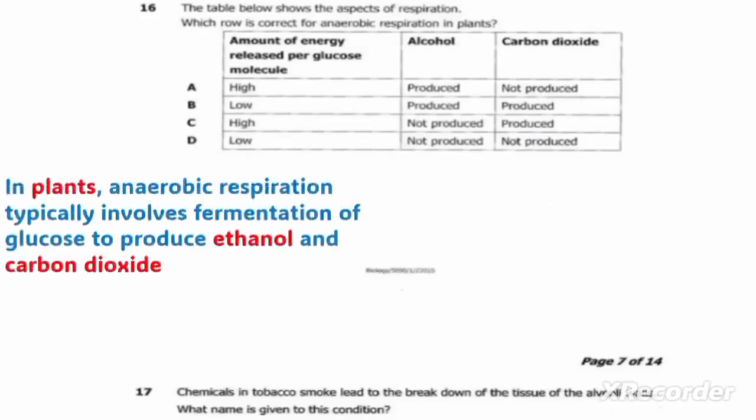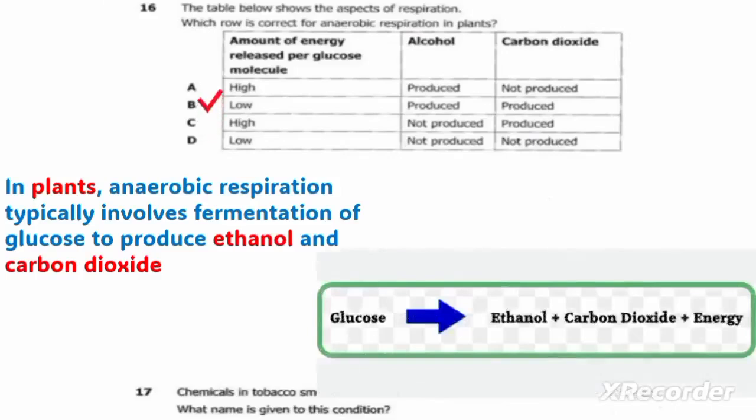To answer this question, we need to understand that in plants, anaerobic respiration typically involves fermentation of glucose to produce ethanol and carbon dioxide. Therefore, we know that the amount of energy that will be produced will be low. Then alcohol will be produced. Even carbon dioxide will be produced. So therefore, our correct answer is B.